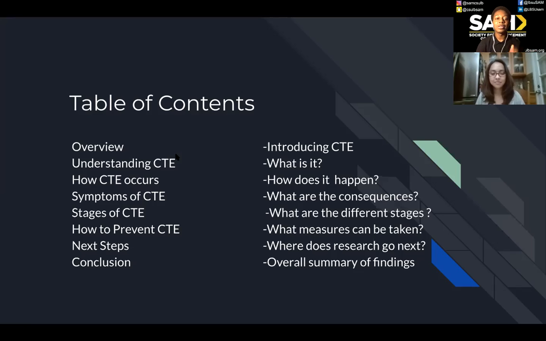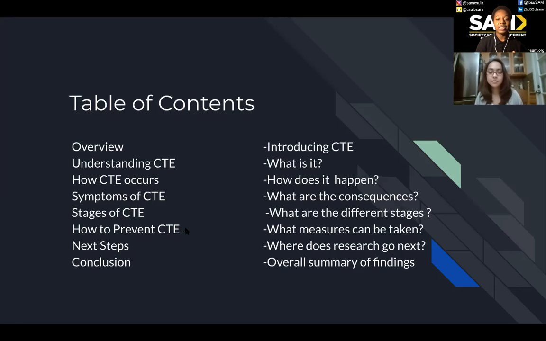And then next we're gonna go into more detail. Ruby's gonna talk about understanding CTE: what is it, how CTE occurs, so how does it happen, symptoms of CTE, and what the consequences are after CTE develops in the brain. And then I'm going to take over and talk about the different stages of CTE. There's 4 stages, and we'll go into more detail about what each looks like later on.